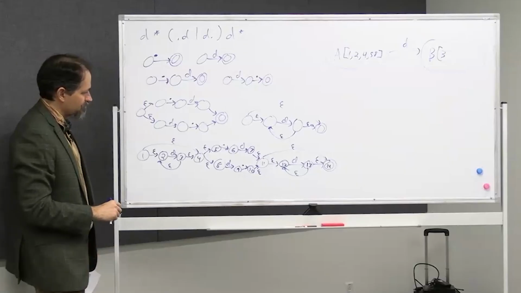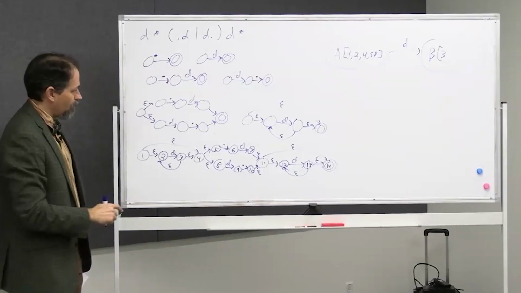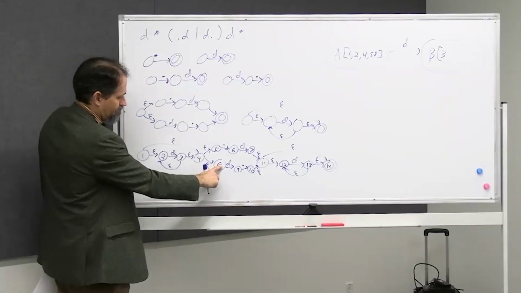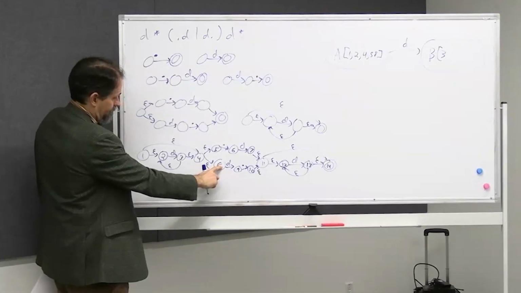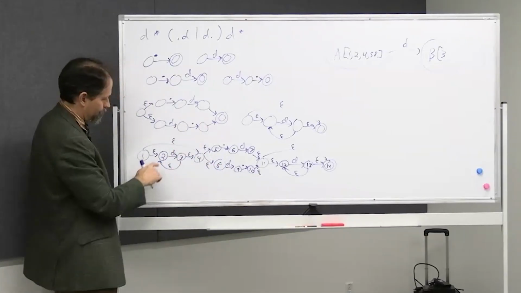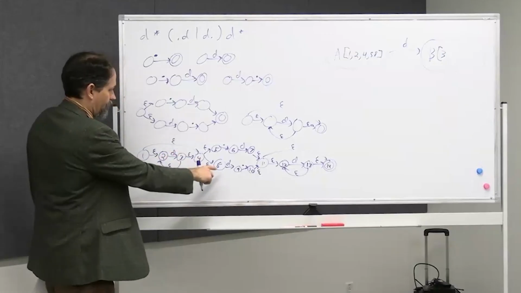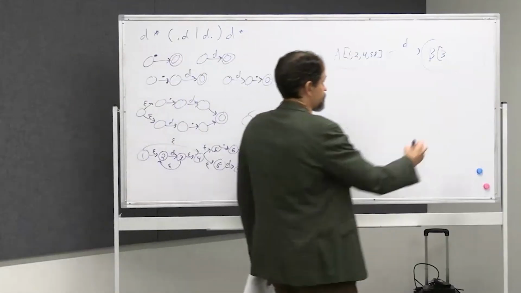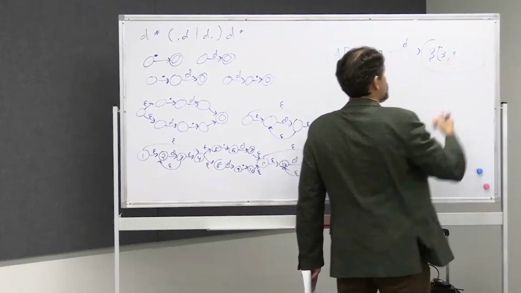Now, what else can we do? Where else can we read a D? Well, we can also read a D from state 8, right? The other ones, 1, 2, 4, 5, we can't read a D. Only 2 and 8. So 8 will bring us into state 9. So we have 3 and 9 here.